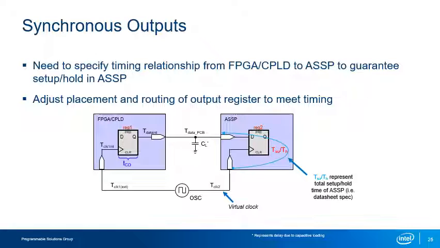Looking at synchronous outputs, the fitter again needs to know about board delays, as well as the setup and hold time requirements of the external device that the FPGA is driving. This gives the fitter enough information to place the output register and to route the tdata_int path to adjust the FPGA's tCO value in such a way that it guarantees that the external device's setup and hold time requirements are met.